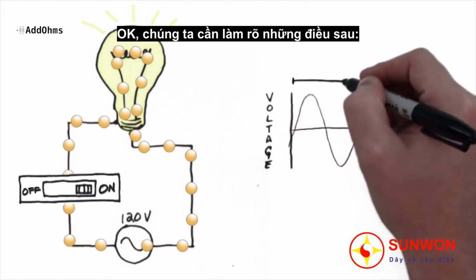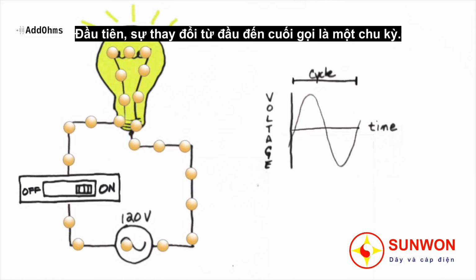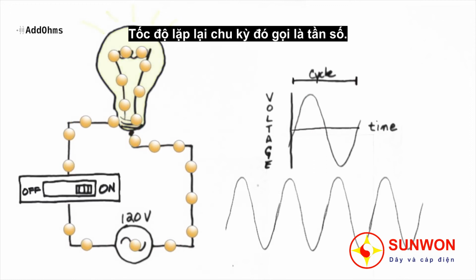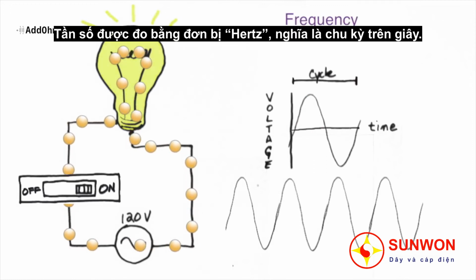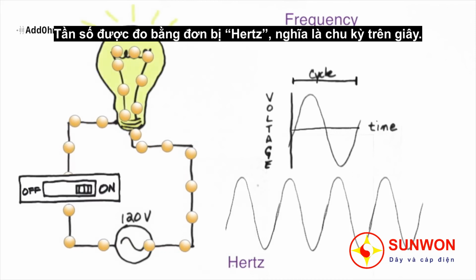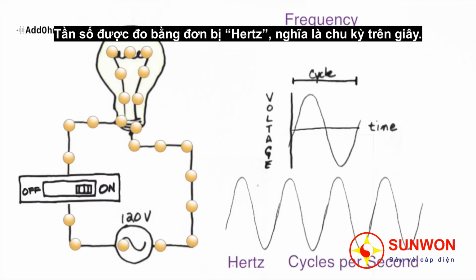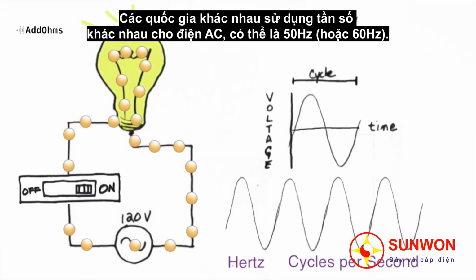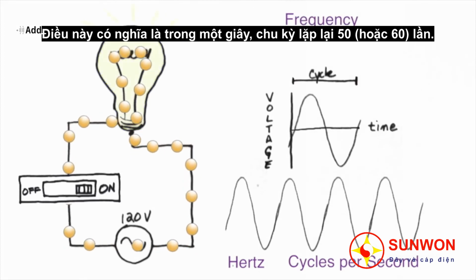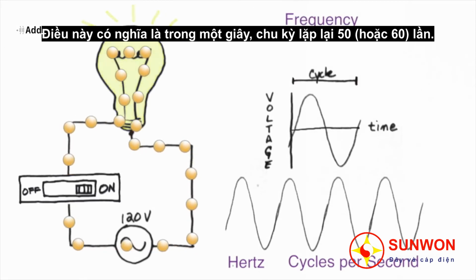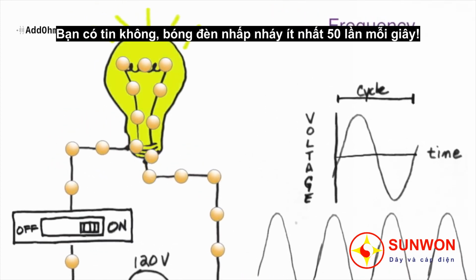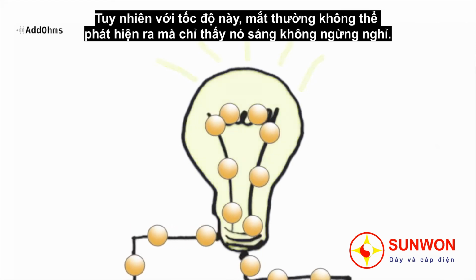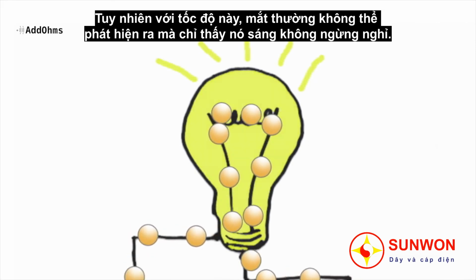Okay, we need to define a couple of things. First is, the change from start to finish is called a cycle. The rate at which the cycle repeats is frequency. Now, frequency is measured using the unit hertz, which means cycles per second. Different parts of the world use different frequencies for their AC systems, and it can either be 50 or 60 hertz. What this means is in 1 second, the cycle will repeat itself at least 50 times. Believe it or not, incandescent bulbs are actually flashing over 50 times per second. Now, it turns out that this rate is so fast that our slow human eyes see it as constant light.